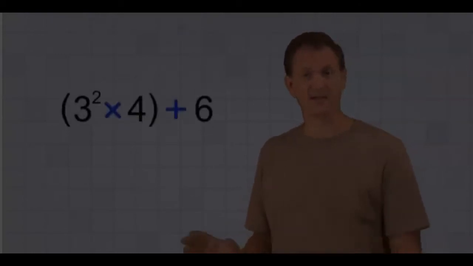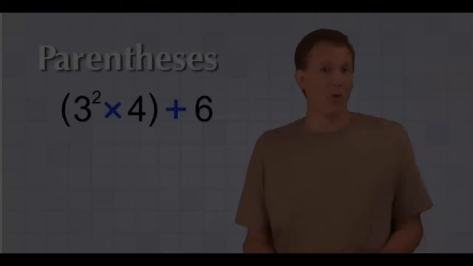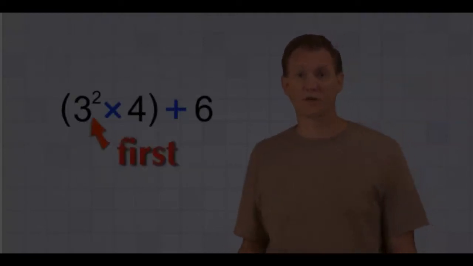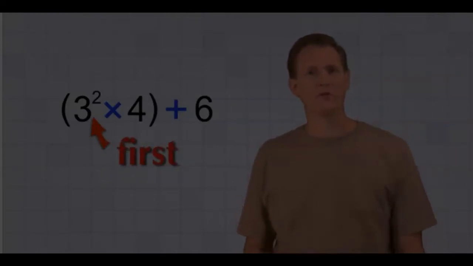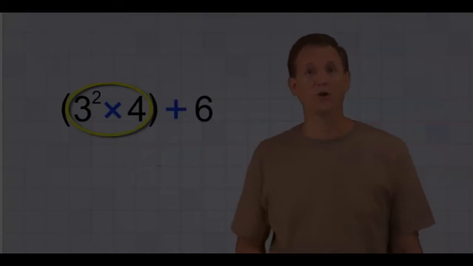Sometimes you'll get a problem that has exponents inside of parentheses, like this problem. And you may wonder, how can I get rid of the parentheses before I do the exponents? You might think that if you simplify the exponent first, you're breaking the rules. But the truth is that by doing whatever operations are inside the parentheses, you are doing the parentheses first. The parentheses really just tell you where to start.